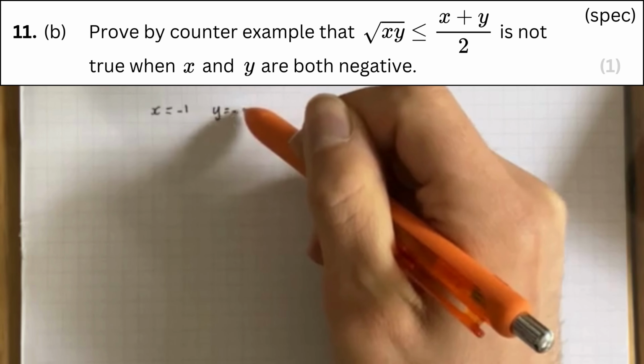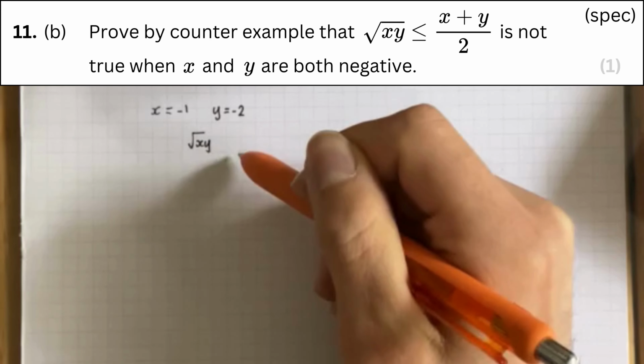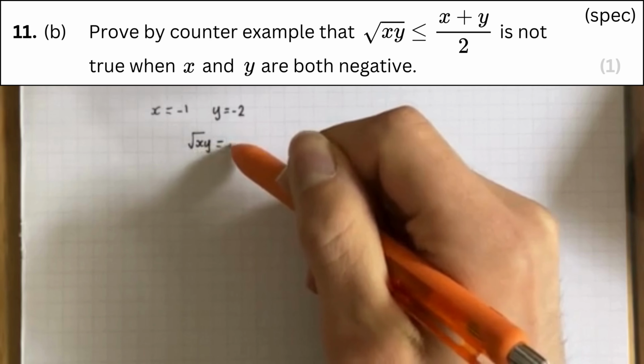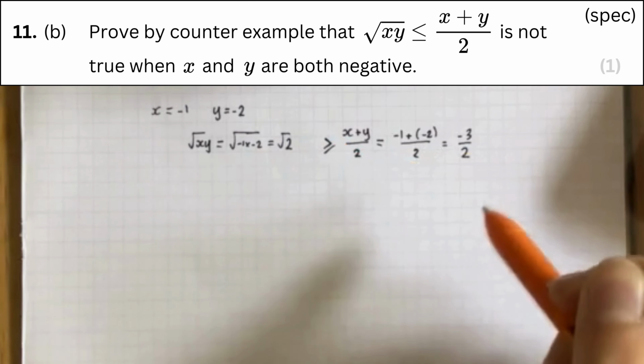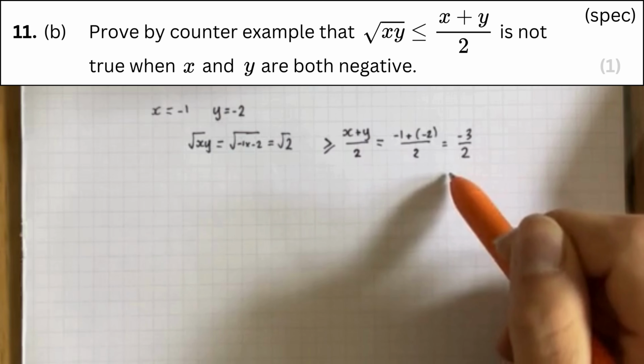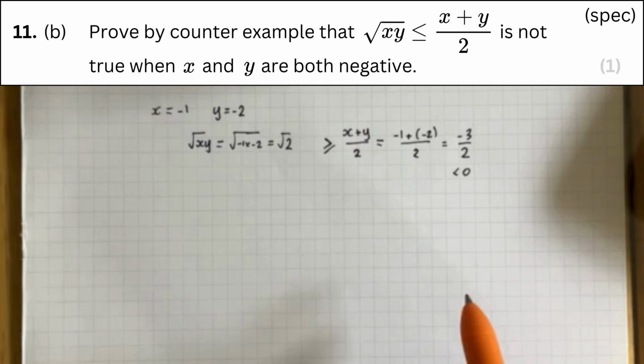You'll see that using negatives is quite a common trick in counterexample questions. For this one, it tells us to use negatives, so that's why I've just chosen two negatives, and we can just check it works. The root of xy on the left-hand side is the square root of 2, and the right-hand side, x plus y divided by 2 is going to be -1 plus -2. That's certainly negative because it's less than 0. So that means that -3 over 2 is going to be less than root 2, which means the inequality is not true. And therefore, that's a counterexample.